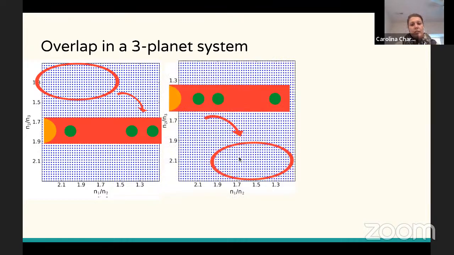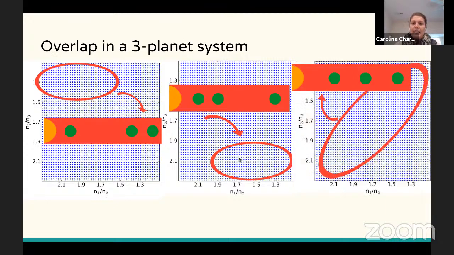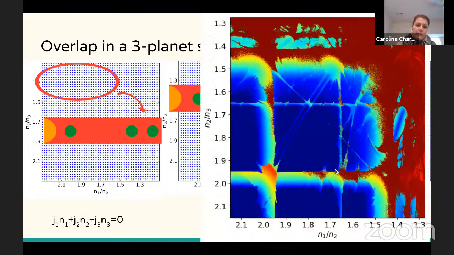And in this case right here, we see the opposite situation. We see the case where two planets are closer together, the innermost two, and closer to the star, and the outer planet is further away from the innermost ones. And in the diagonal, we see the case in which the three planets are equally spaced. And so we select a mass for the system, and we integrate our initial conditions, and we get a map like this one here.